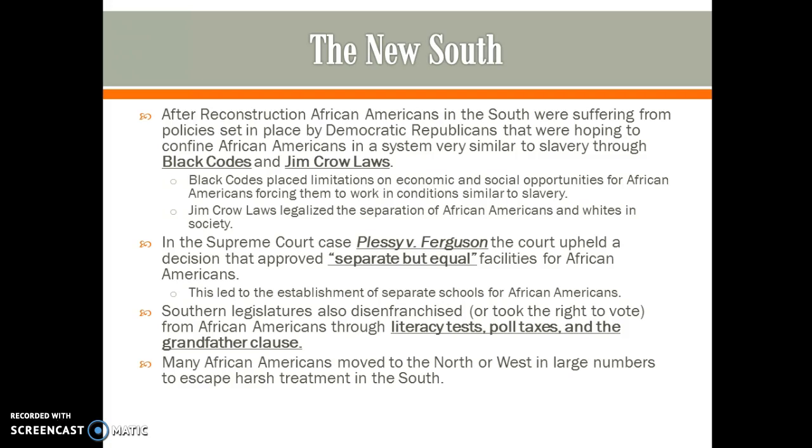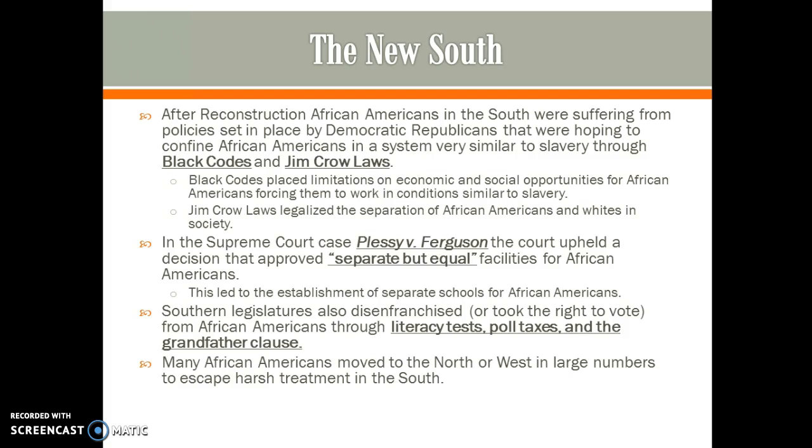Jim Crow laws were slightly different than black codes because these laws were what legalized the separation of African Americans and whites in society. Jim Crow laws were upheld by the court case Plessy versus Ferguson. In this court case, the Supreme Court upheld a decision that approved separate but equal facilities for African Americans. The separate but equal is the most important part that you need to remember.